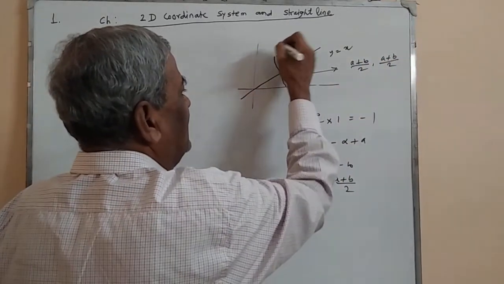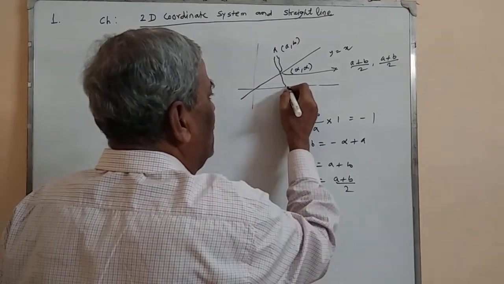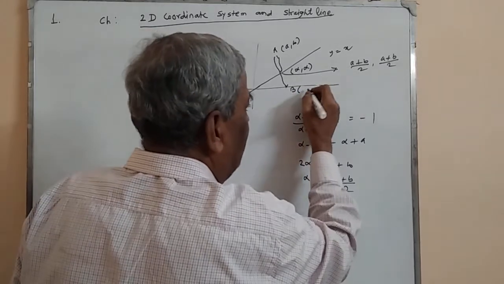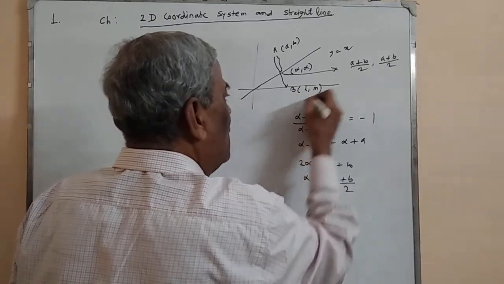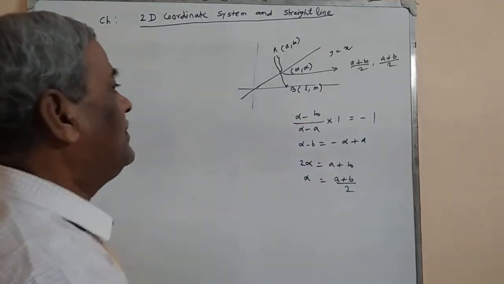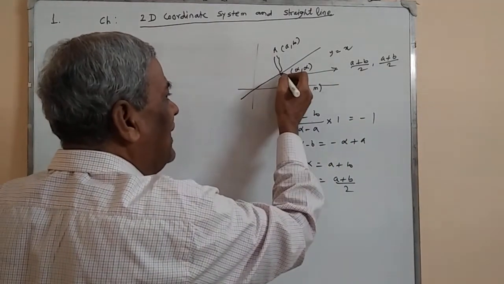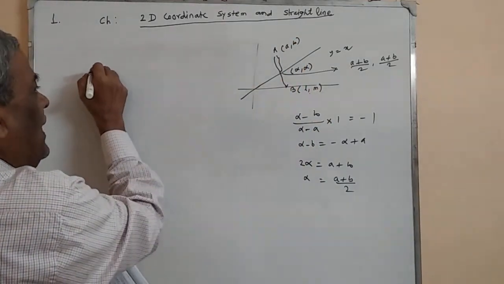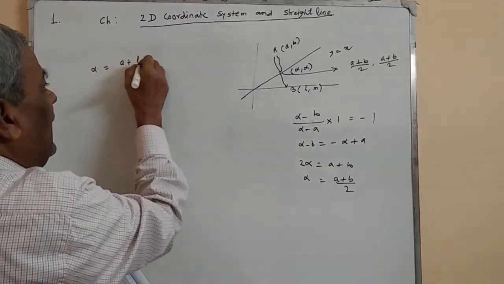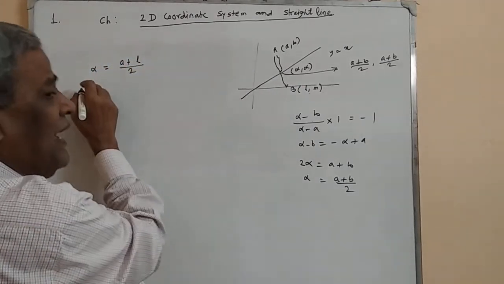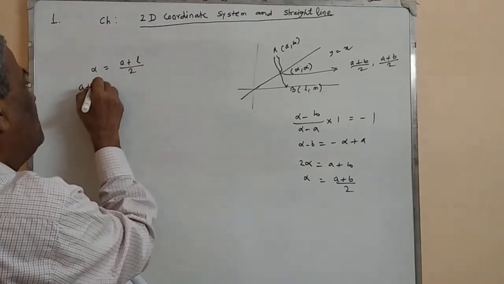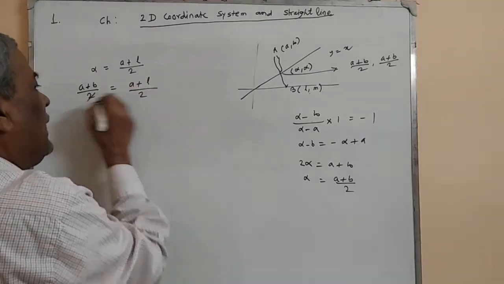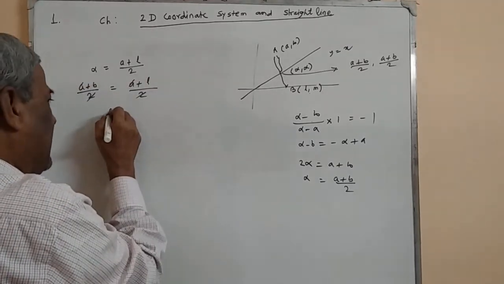Now suppose that the image of point A B is, say, L M. We have to find this L and M. Alpha alpha is the midpoint of this and that. Now we get alpha is equal to (A plus L) divided by 2. Alpha means (A plus B) by 2 is equal to (A plus L) by 2. 2 cancels, A cancels, so L is equal to B.